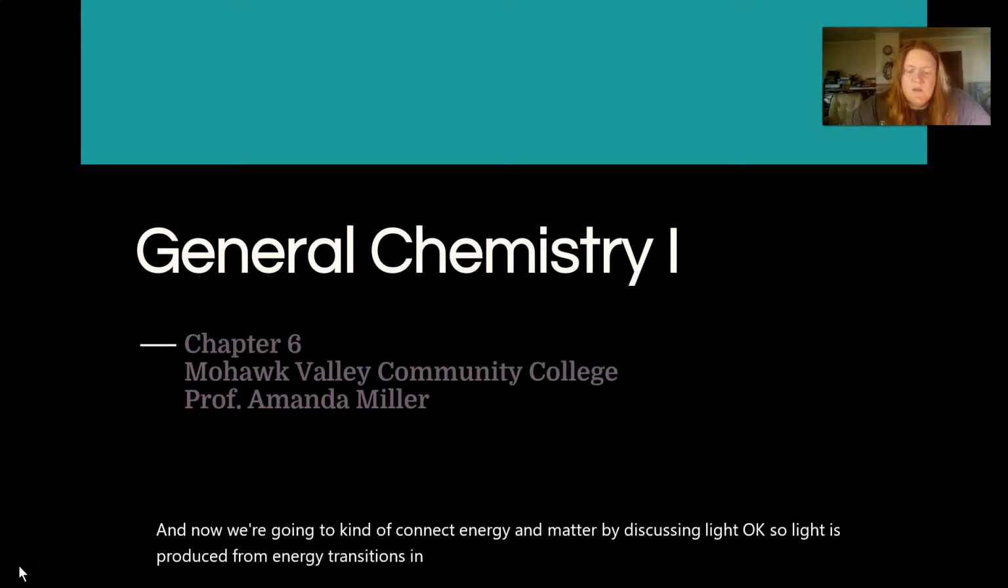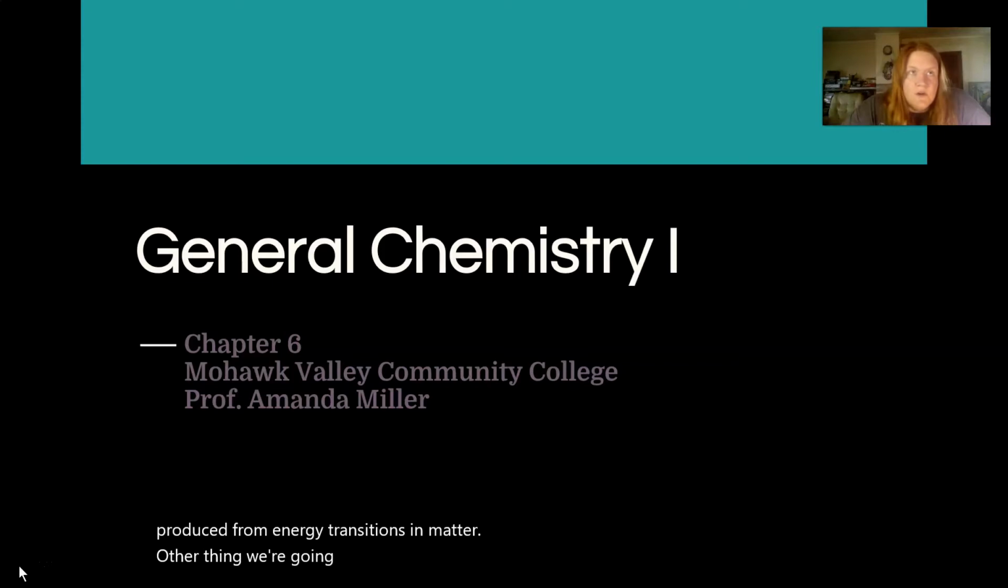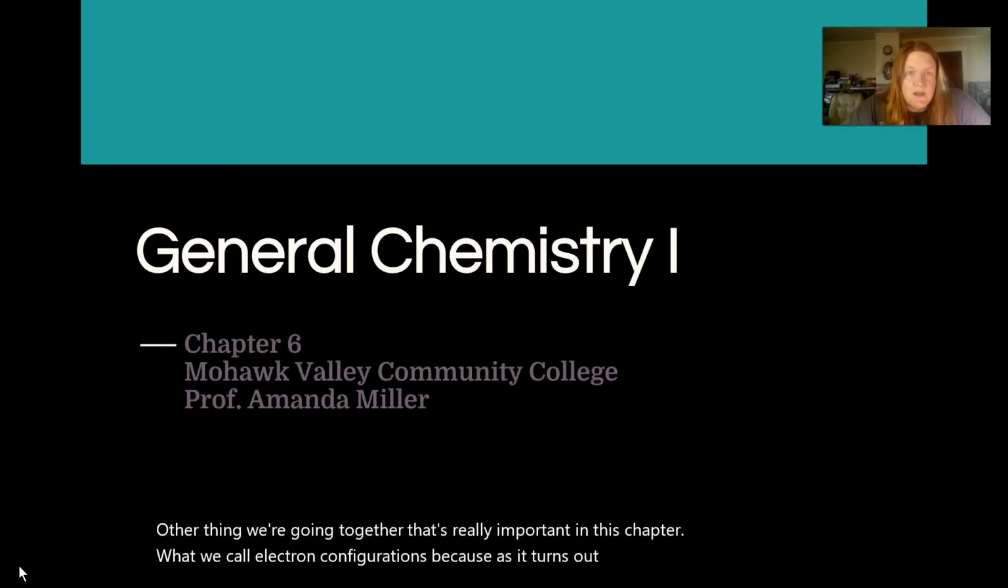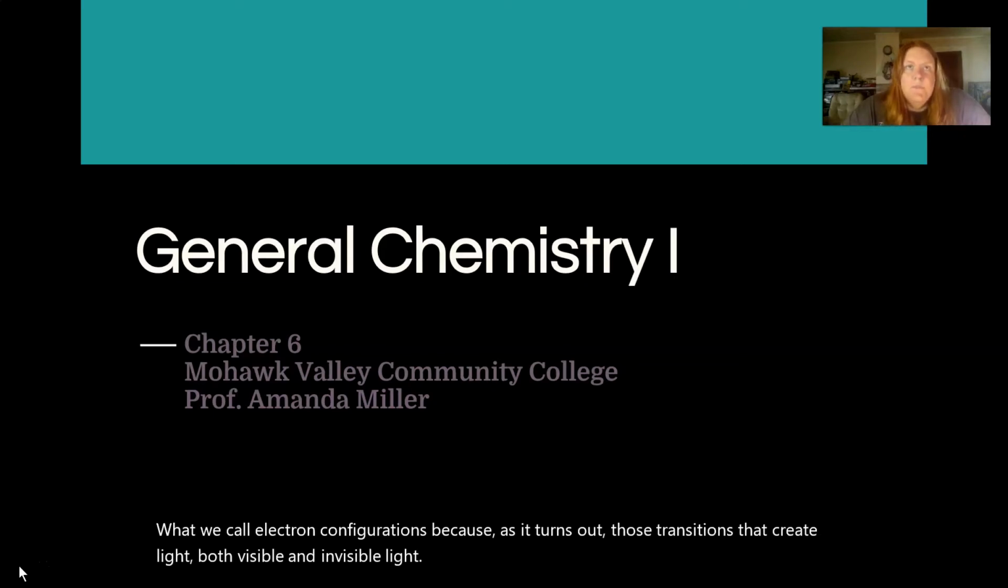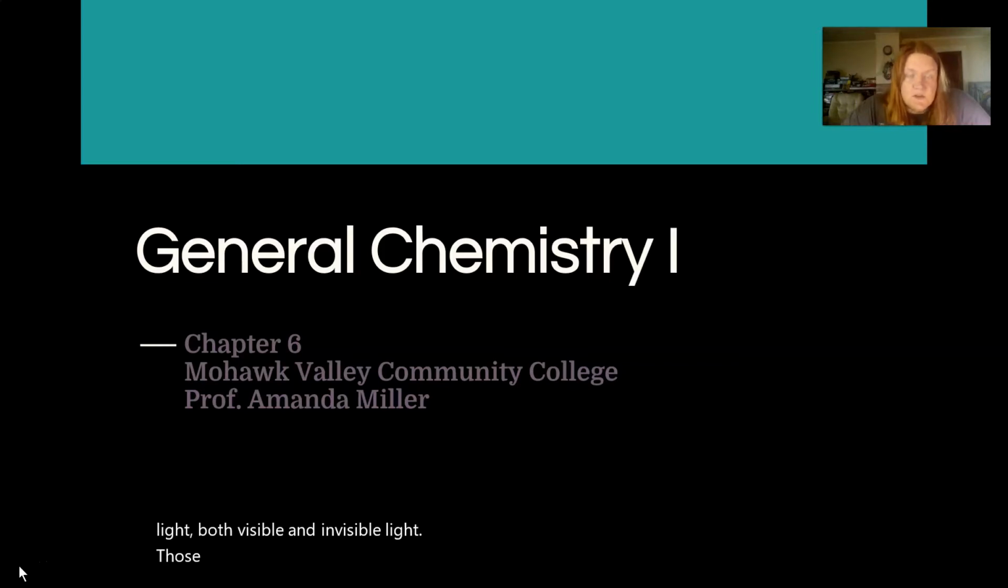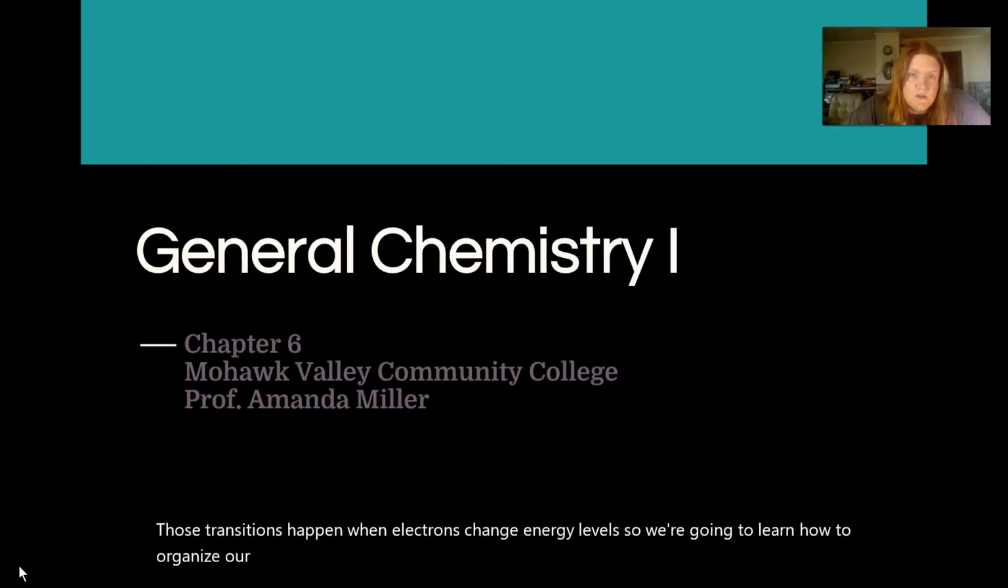All right, and the other thing we're going to look at that's really important in this chapter is what we call electron configurations, because as it turns out, those transitions that create light, both visible and invisible light, happen when electrons change energy levels. So we're going to learn how to organize our electron descriptions so that we can figure out what energy levels are being changed in any given atom.